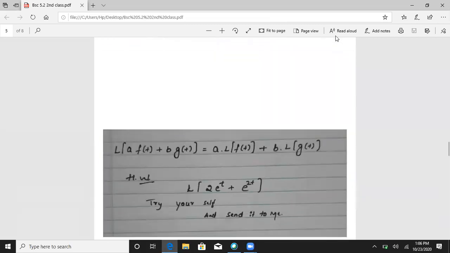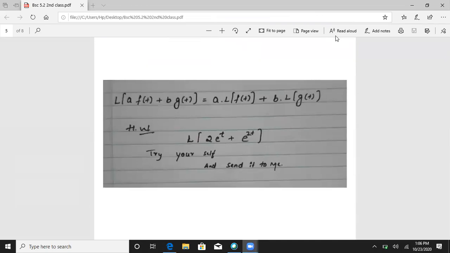We'll go to the next property. This is your main linearity property. Okay, it is L of the first constant value into the first function plus the second constant value into the second function is always equal to the first constant value into the Laplace transformation of the first function plus the second constant value into the Laplace transformation of the second function.